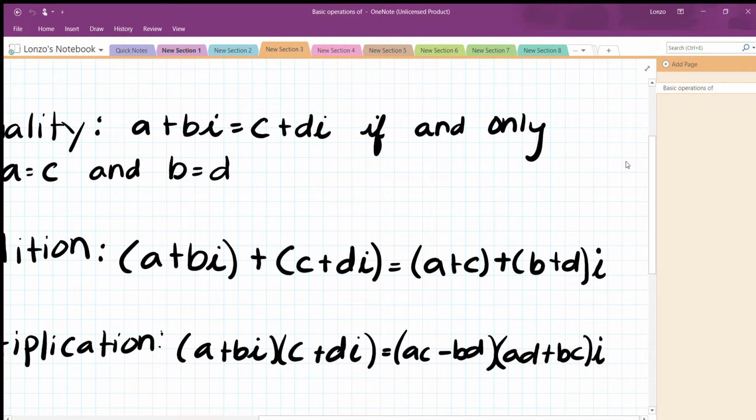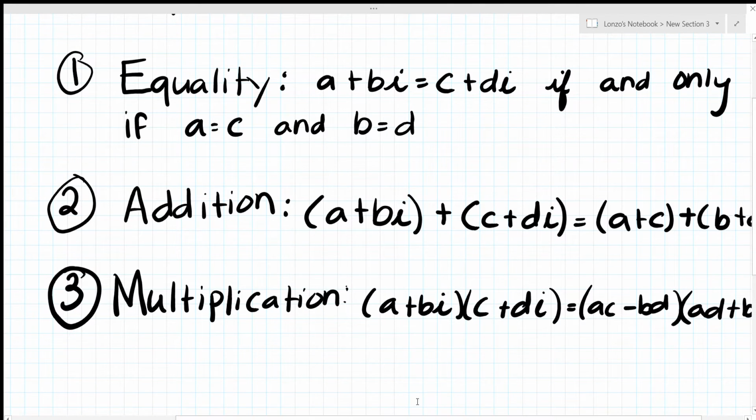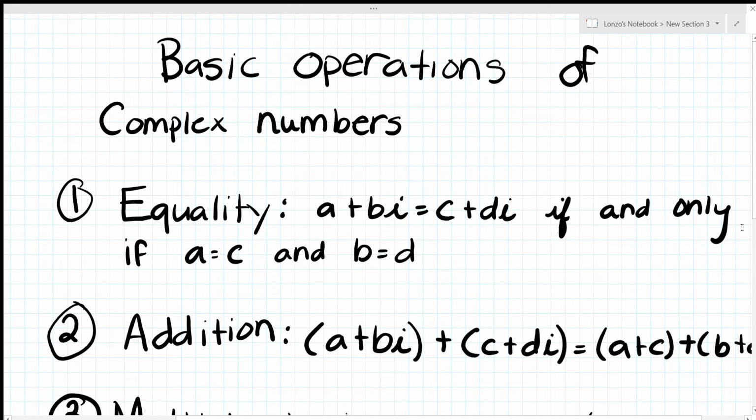So here are some basic operations of complex numbers. One of them is the equality operation. It's pretty simple. a plus bi equals c plus di if and only if a equals c and b equals d. So a goes with c and b goes with d. That was the equality.